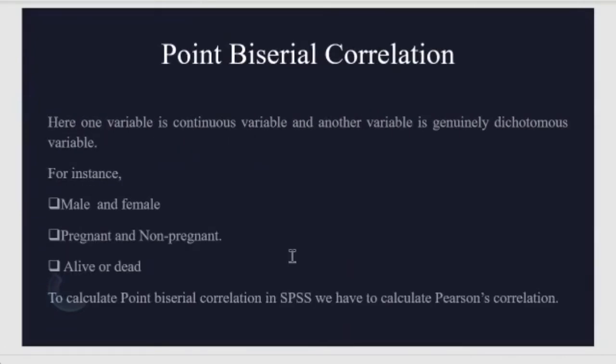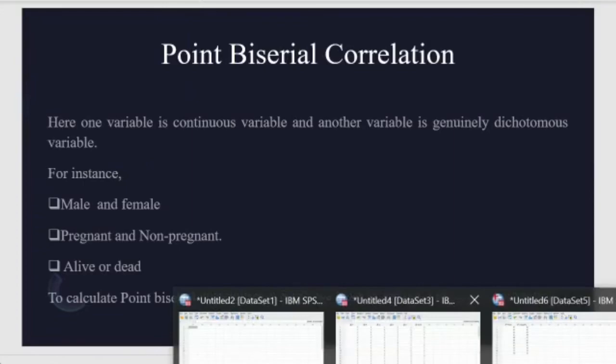Is it clear? What is genuine dichotomous? Yes, ma'am, one variable is continuous, another one is dichotomous. But in point biserial correlation, in SPSS, there is no separate option for point biserial. We have to calculate Pearson correlation, but we'll get the result of point biserial. How, that I'm showing you.